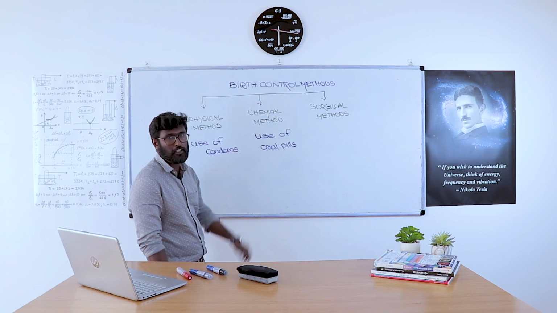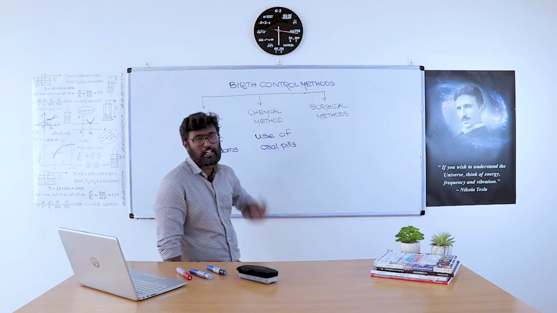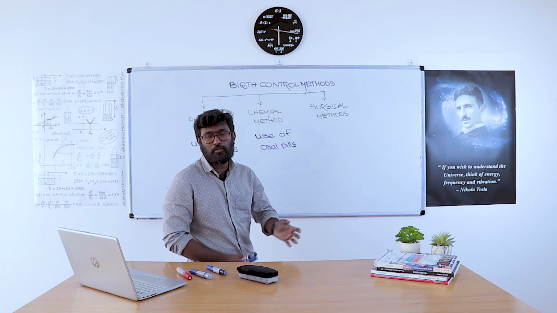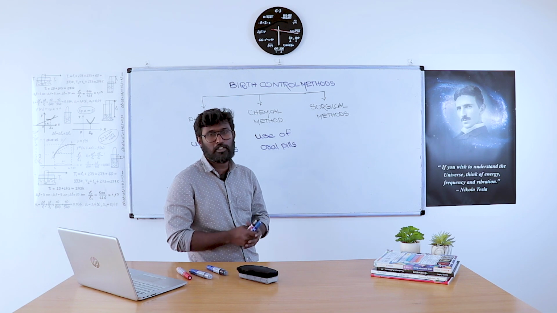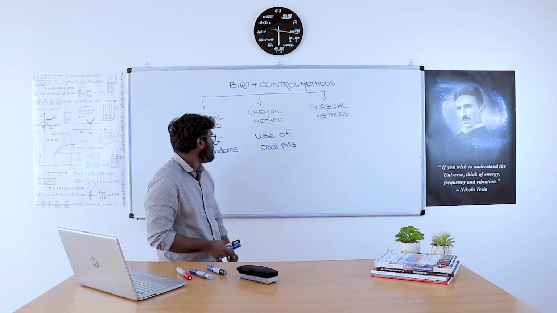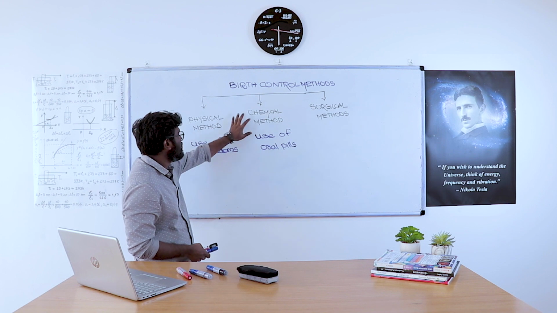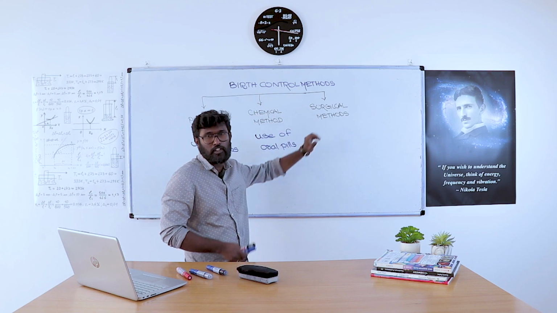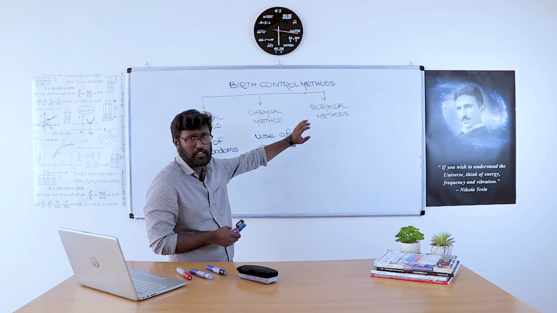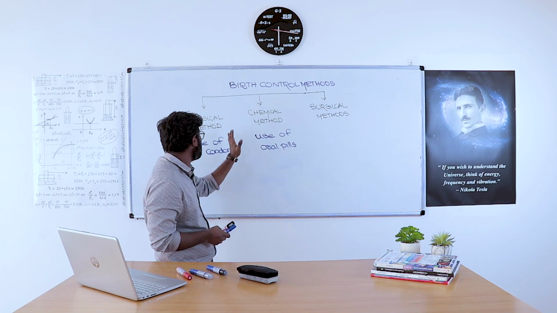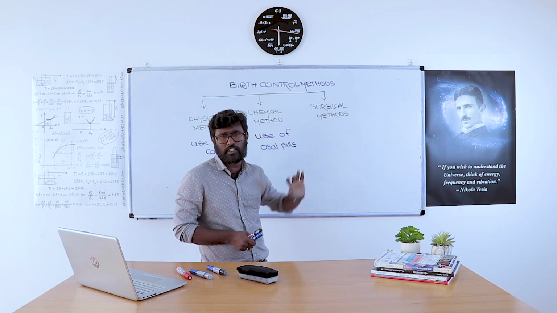So moving to the final topic, birth control methods in human beings. The first method is the physical method, the second is the chemical method, and the third is the surgical method. There are a lot of methods, but out of these, we will discuss three: physical method, chemical method, and surgical method.